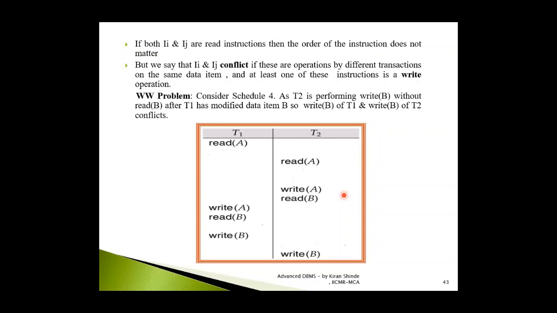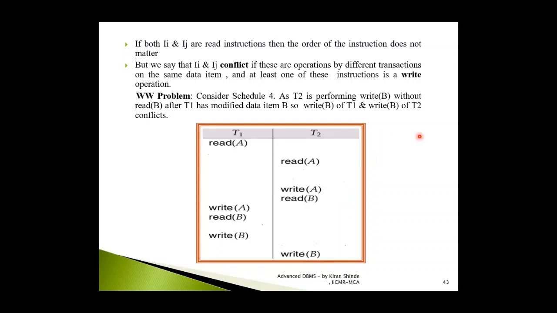Now, this particular point is very important to be understood, because later on when you start practicing, if you tend to forget that these two operations which you need to check for conflict belong to the same transaction or different transactions, then it will be very difficult for you to analyze and monitor whether a conflict serializable schedule exists or not.